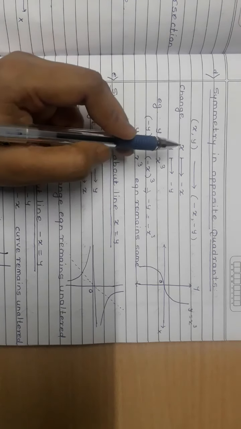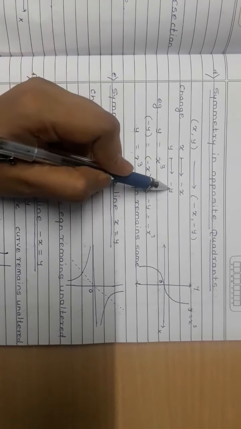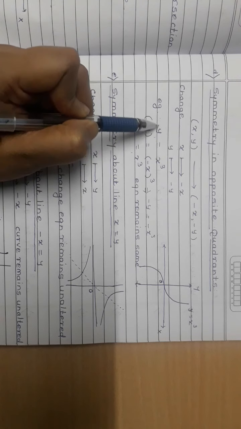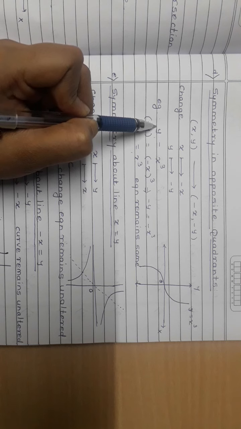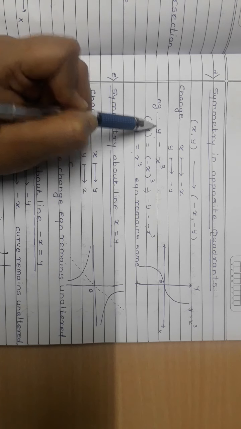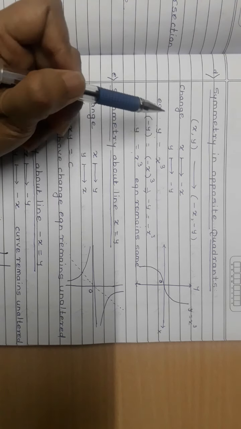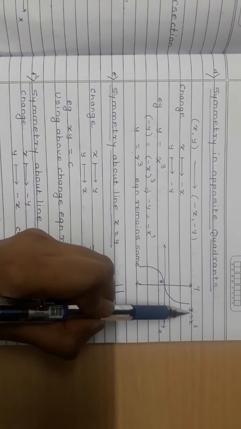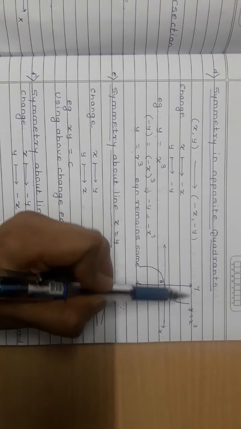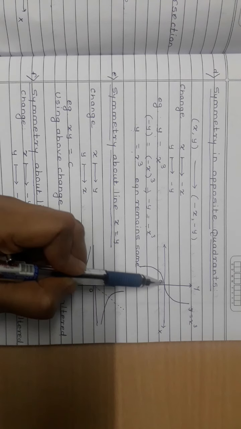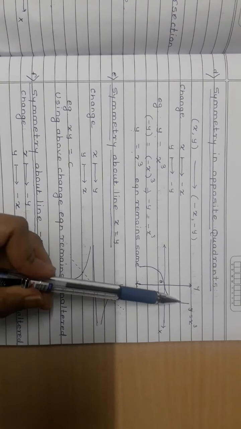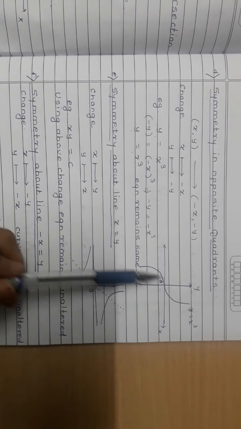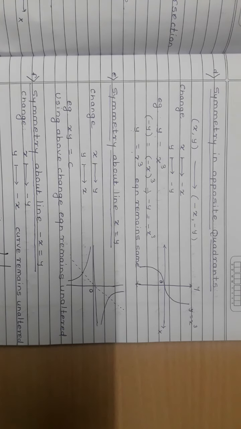So when I replace x by minus x, y by minus y, equation remains unaltered, so that means this curve must be symmetric about opposite axis, opposite quadrants, right? And everyone knows the equation y equal to x cube. This I can draw like this. So this is symmetric about opposite axis, opposite quadrants, right?